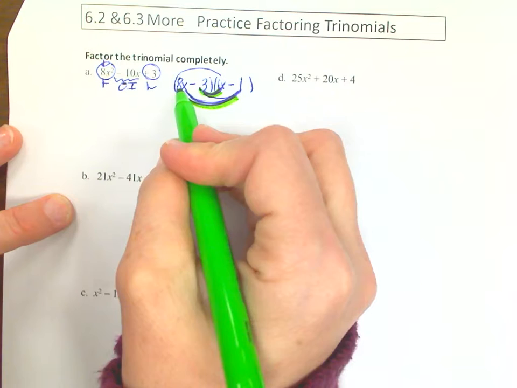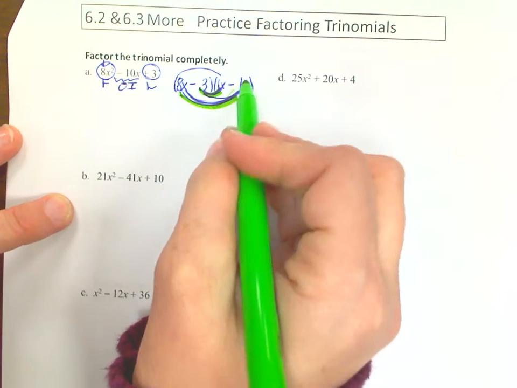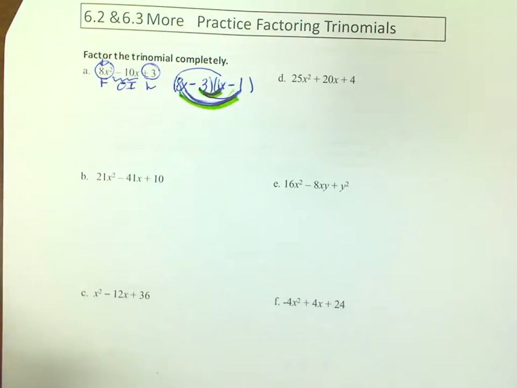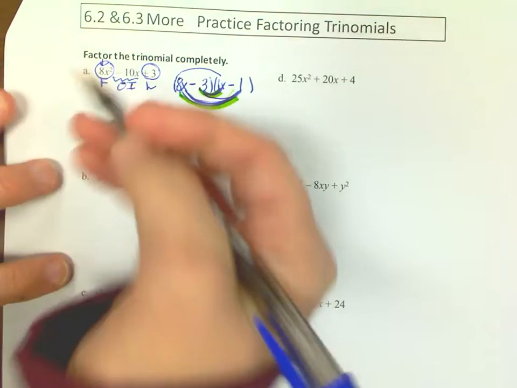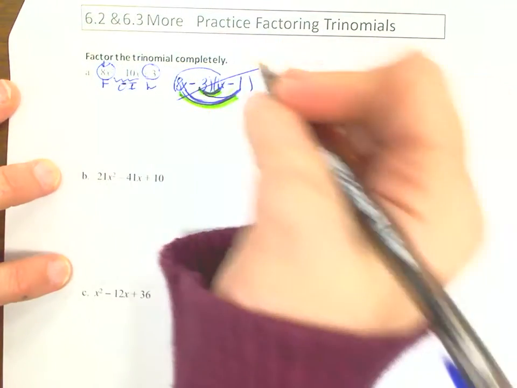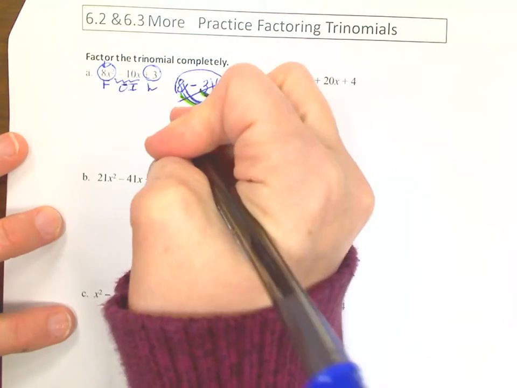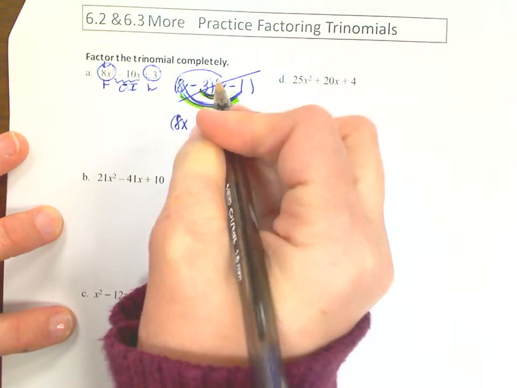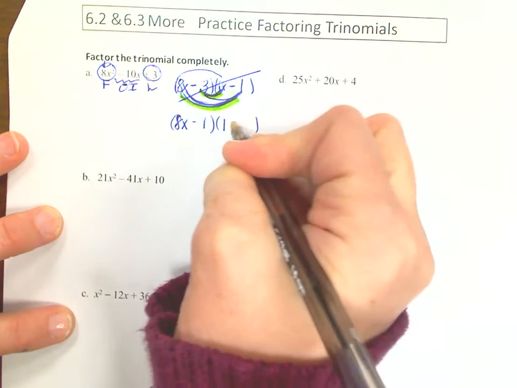So when I do the outside, I get negative 8, and when I do the inside, I get negative 3, and that's going to make negative 11. So we know that's not going to work because we're looking for negative 10. So this is not the way we're going to factor. Now we can still try again with the 8x and the 1x, but we can reverse the 1 and the 3 and see what happens.